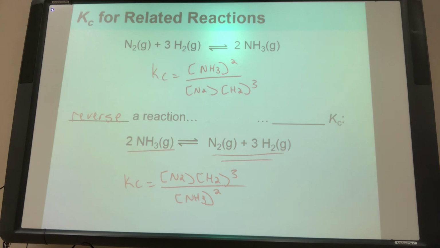So if I reverse my reaction, what happened to my KC from this KC to this KC? It flipped. Okay? So if you reverse the reaction, you invert the KC. So if I have the original KC value, to get the new KC number, it's just 1 divided by my original KC. So if I want to get the number, it's just 1 over.